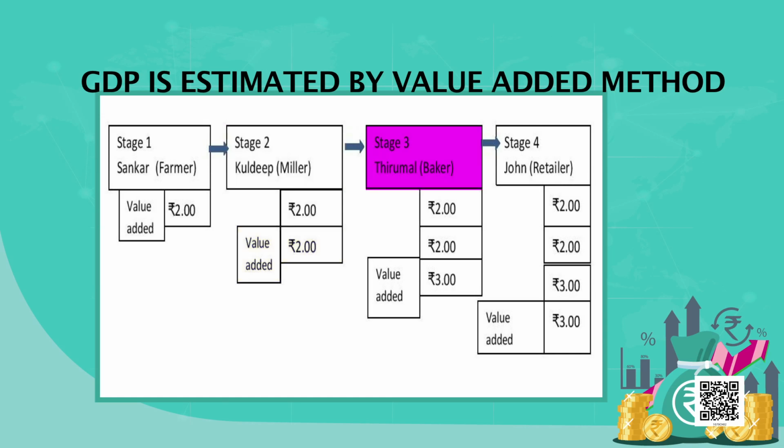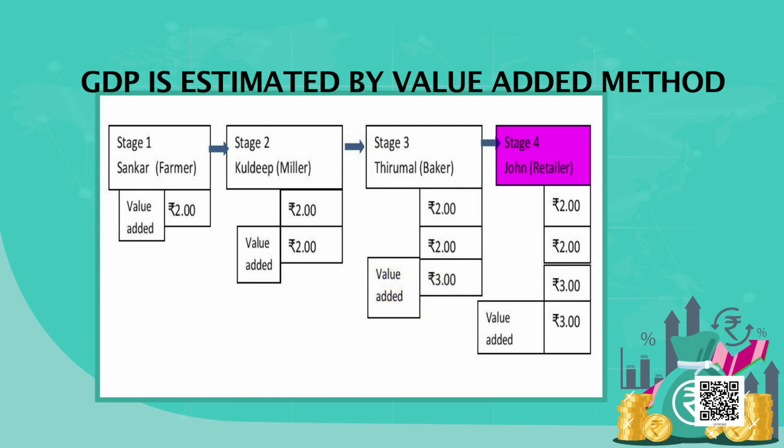It goes to the baker. Before going to the retailer, he converts this wheat flour, uses his machinery, employs laborers, and packets it. He sells it for 7 rupees. How much value has he added? From 4 rupees to 7 rupees, so the value addition here is 3 rupees only. He has converted the flour into bread and sells it for 7 rupees, adding a value of 3 rupees.